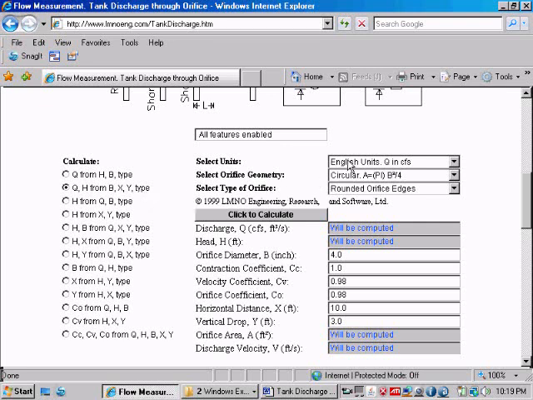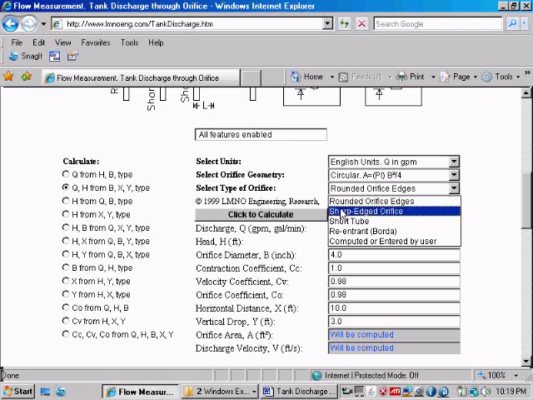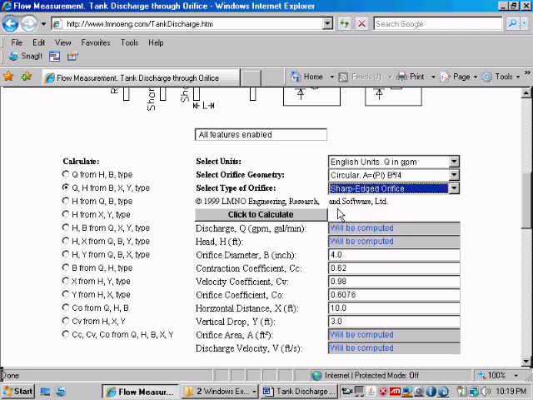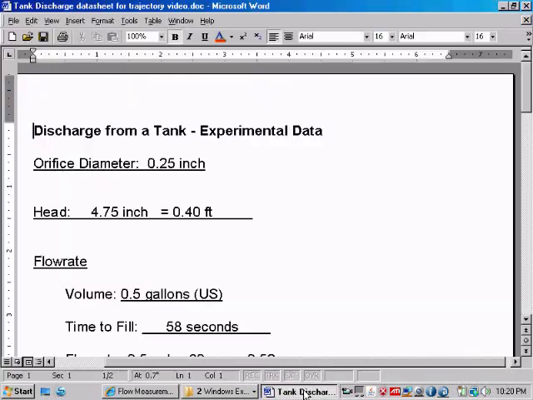So let's come over here to some other initial selections, and we'll use English units with Q in gallons per minute and a circular orifice. And then instead of rounded orifice edges, let's select sharp-edged orifice. And then we'll need to enter our horizontal distance and our vertical drop. Well, we measured those in inches, so let's convert them over to feet. And this page is a summary of our data.